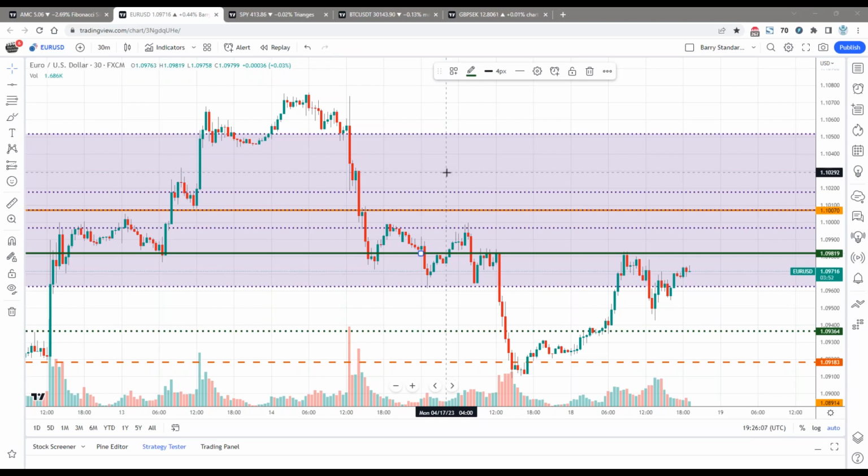Now, we don't use this to make trading decisions, but we do use it for having trading information. We do use it for setting our stop losses. We might even use it to set our entry points.